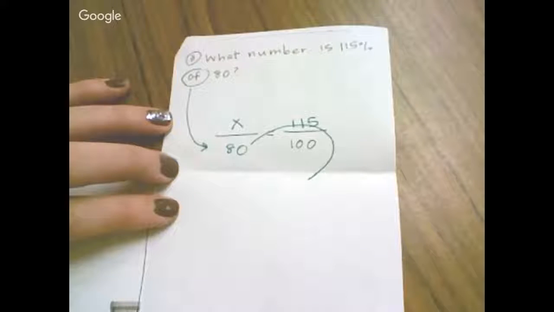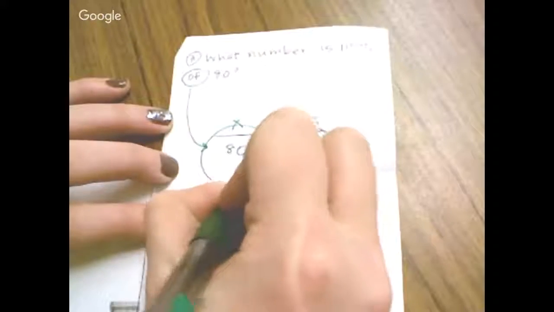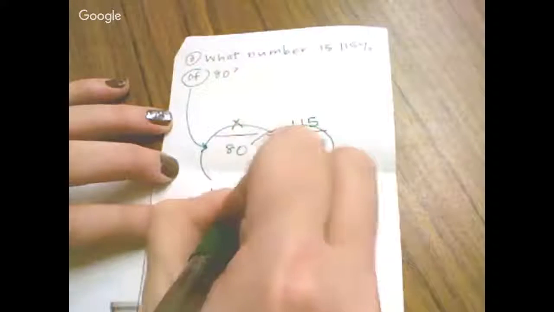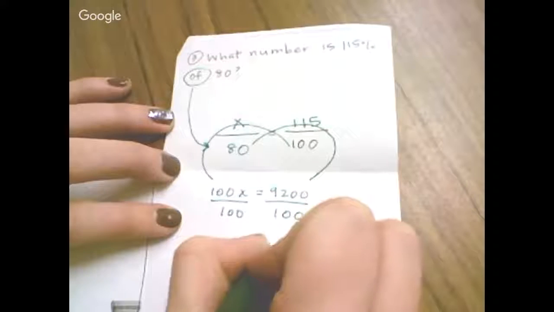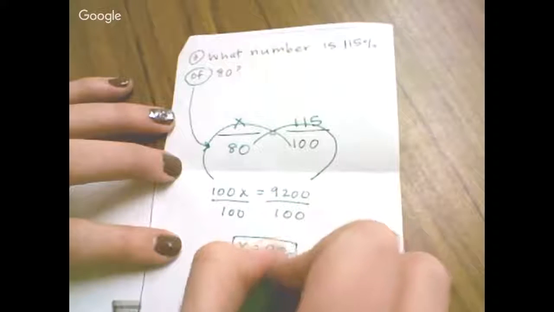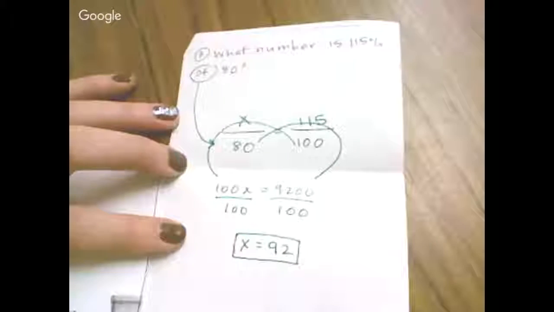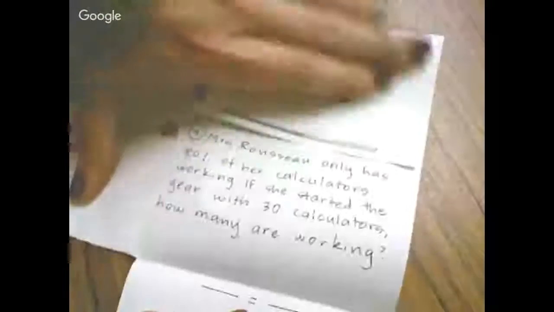And from here, I'm going to multiply. So 80 times 115 equals 9,200. 100 times x is 100x. Divide by 100. And x equals 92. Now I'm not talking about a percent, so I'm just going to keep it at 92. And then the last problem we're going to look at is a little bit longer.